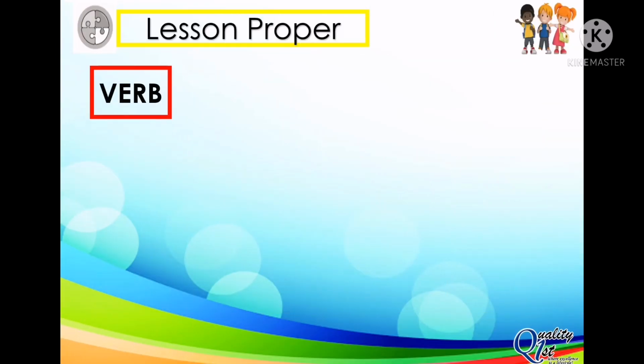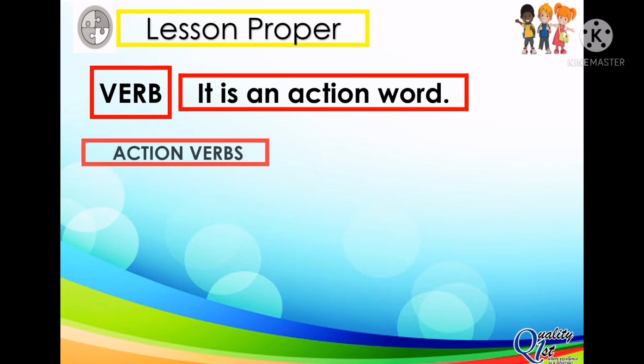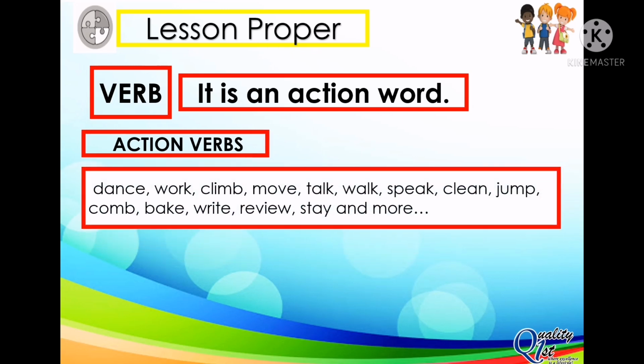Now let's try to identify what verb means. Verb is an action word. Okay? Remember that. Verb is an action word. Now let's have the examples of action verbs. We have dance, work, climb, move, talk, walk, speak, clean, jump, comb, bake, write, review, stay, and many more.